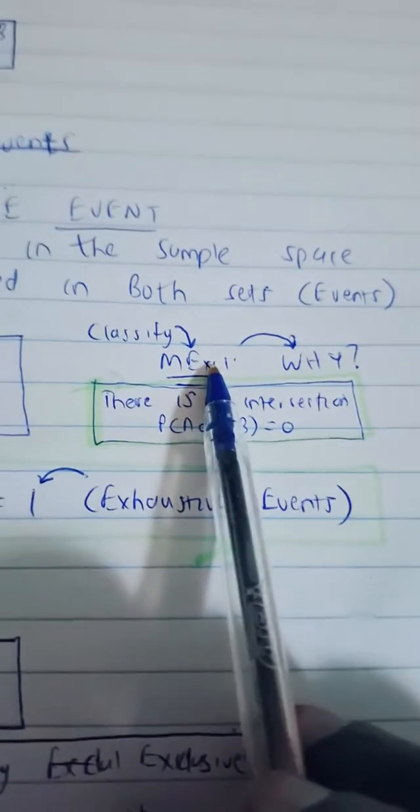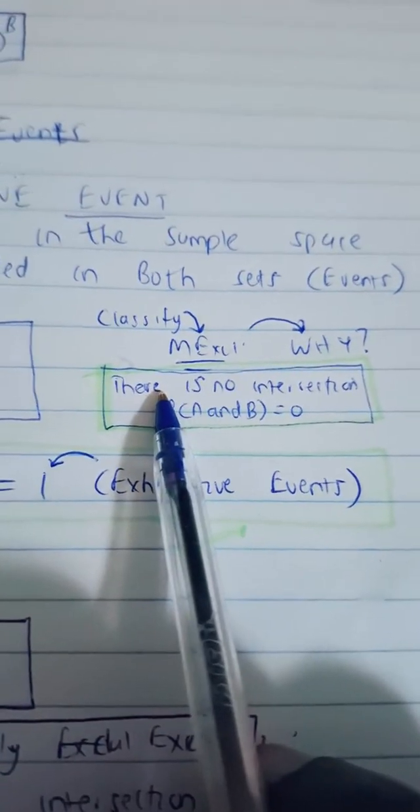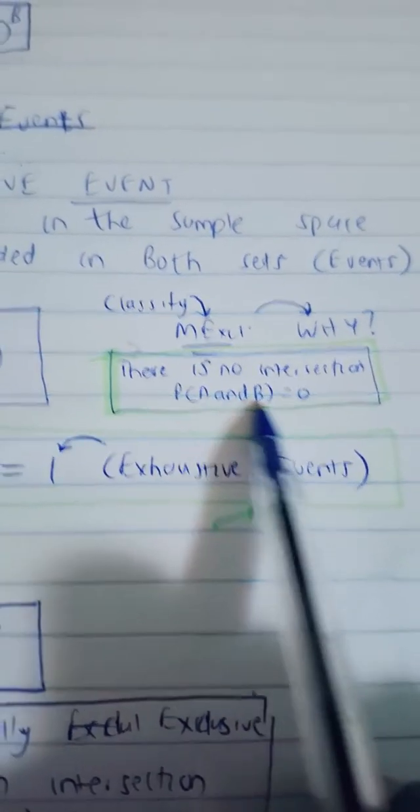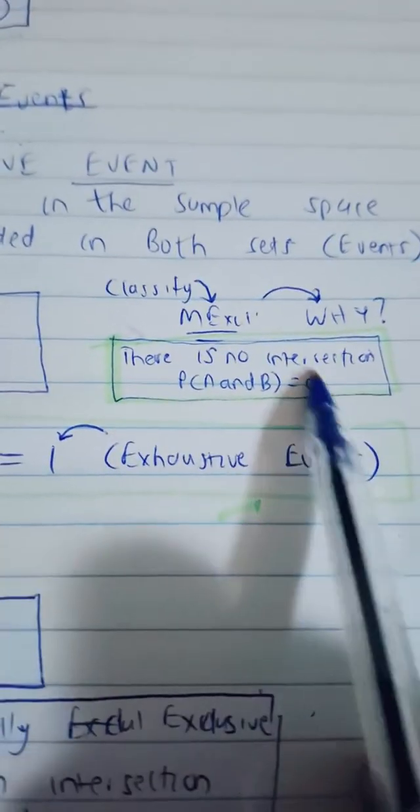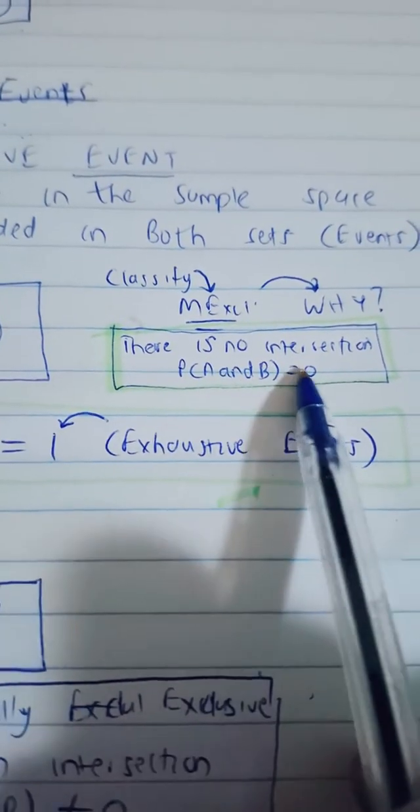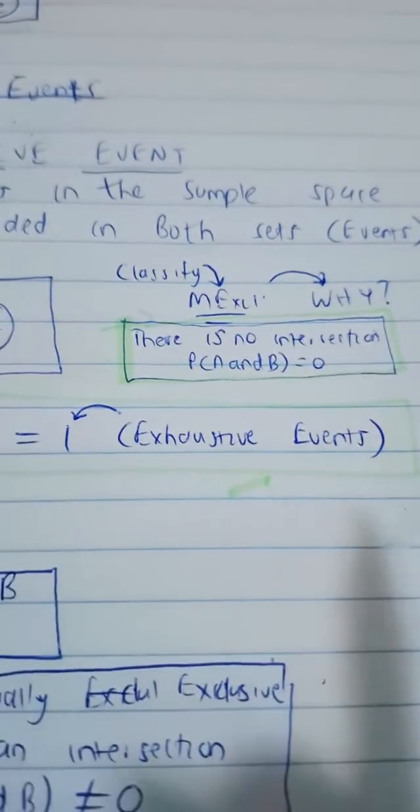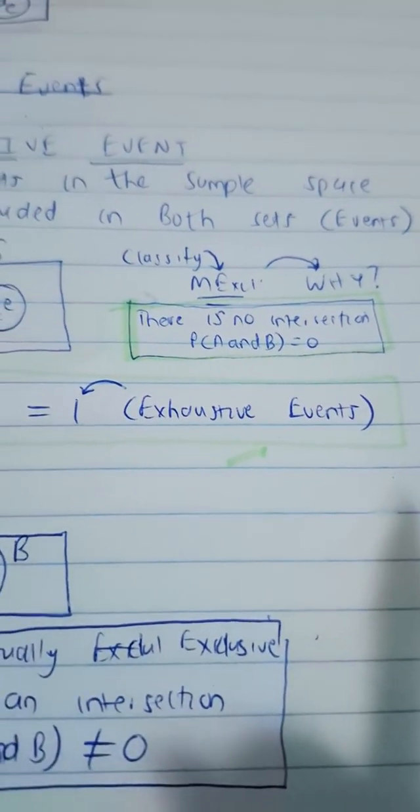Remember, when we said they were mutually exclusive, it's because there was an intersection, and this makes it that much more powerful. The probability of A and B was equal to zero in that particular scenario.